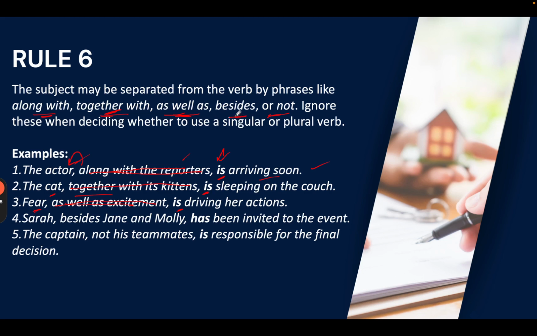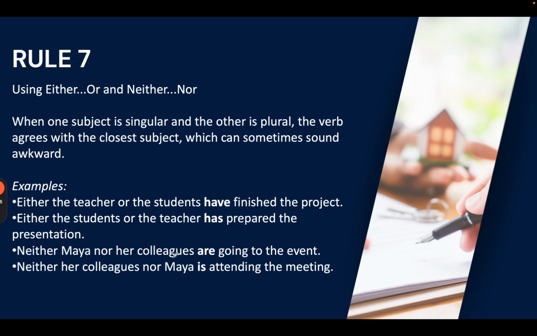So I know besides is going to carry something that's extra. So I will remove this from the sentence. The subject will be before it. Sarah is one person, so I've used a singular verb for it, that is has. The captain, not his teammates. So I know again not is going to carry something that's irrelevant or not required in the sentence. And my subject is going to be before it. So captain is singular in form. So is my verb, that is. Correct? So I hope you understood this particular rule. Let's move on to the next rule now.